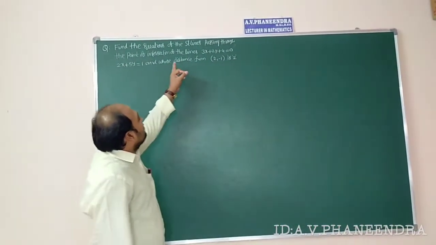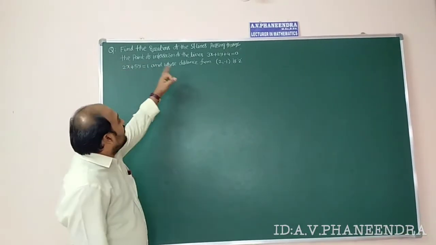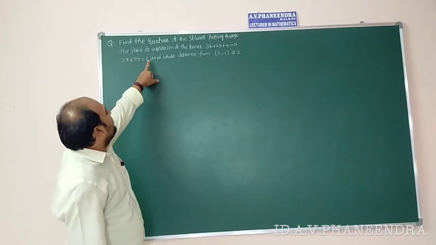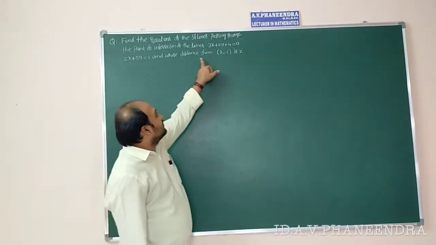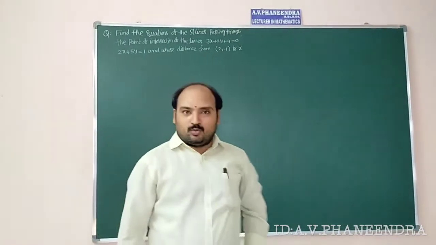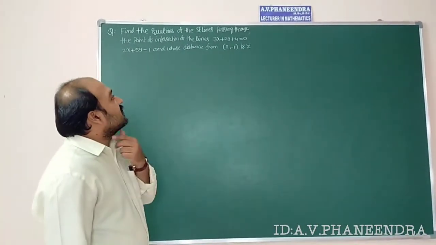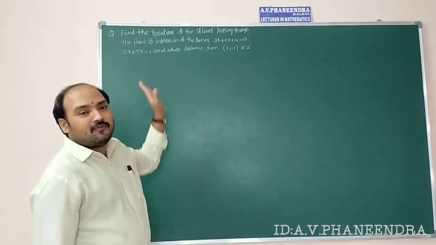Find the equations of the straight lines passing through the point of intersection of the lines 3x plus 2y plus 4 equal to 0, 2x plus 5y equal to 1, and whose distance from 2 comma minus 1 is 2. First you have to understand the question. Find the equations of the straight lines passing through the point of intersection of the lines.